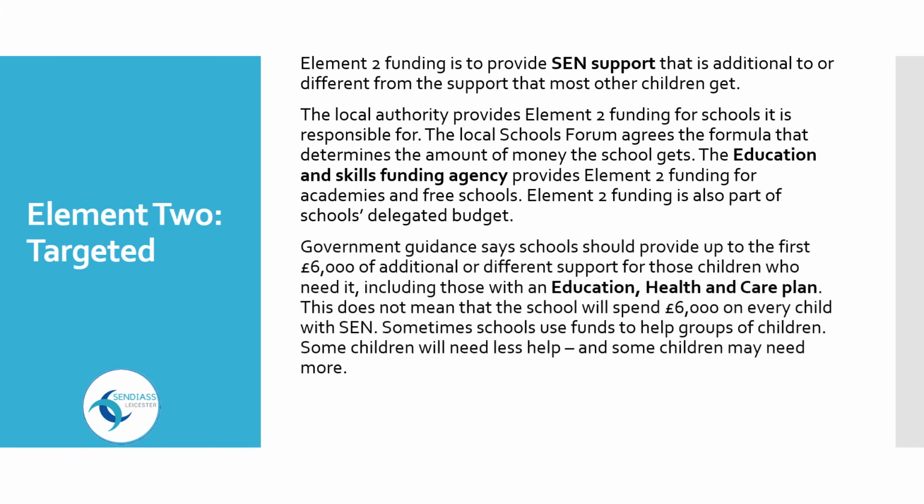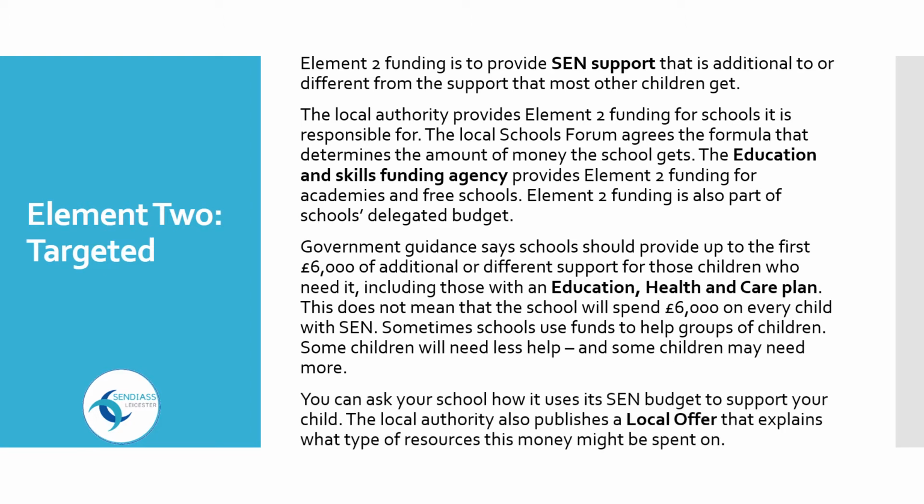Government guidance says schools should provide up to the first £6,000 of additional or different support to those children who need it, including those with an Education, Health and Care Plan, EHCP. This does not mean that the school will spend £6,000 on every child with SEN. Sometimes schools use funds to help groups of children. Some children will need less help, and some children may need more. You can ask your school how it uses its SEN budget to support your child. The local authority also publishes a local offer that explains what type of resources this money might be spent on.